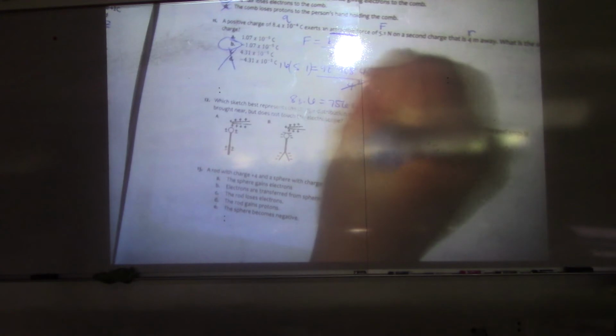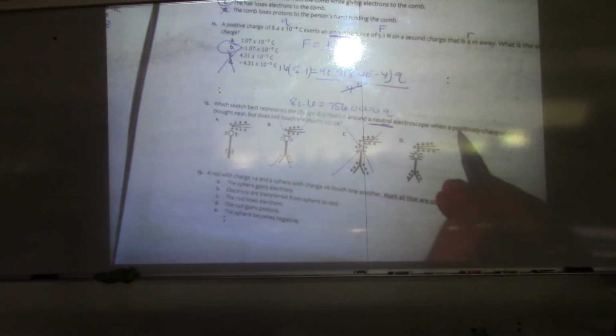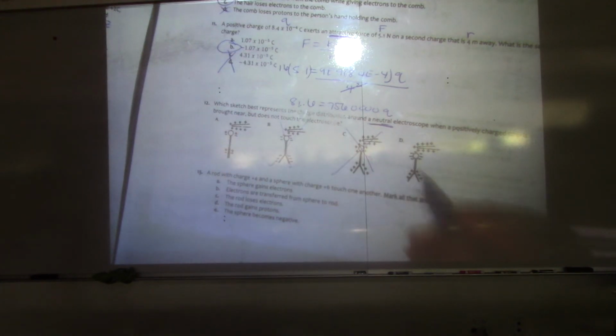We want a neutral electroscope, so the electroscope is this part. That's negative, nope. This is all positive, nope. This is neutral, but if I bring a positively charged rod, all the electrons are going to move up to the top and leave this positive and this negative, so D.